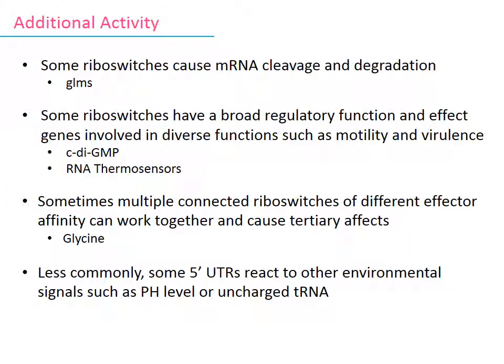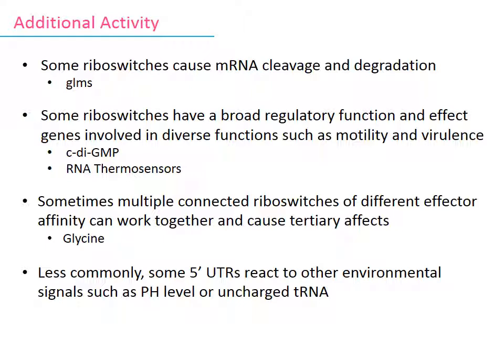Some select riboswitches regulate genes by alternative mechanisms. For example, the glmS riboswitch cleaves and degrades the mRNA, instead of using transcriptional or translational attenuation. Instead of regulating only genes involved with metabolism, some riboswitches turn on or off genes associated with motility and virulence. An example of a riboswitch controlling motility is the cyclic di-GMP riboswitch. Thermosensors are regions of 5' ends of some RNAs similar to riboswitches, but instead of responding to effector concentration, respond to changes in temperature. Thermosensors are often involved with turning on or off virulence genes at proper extracellular conditions.